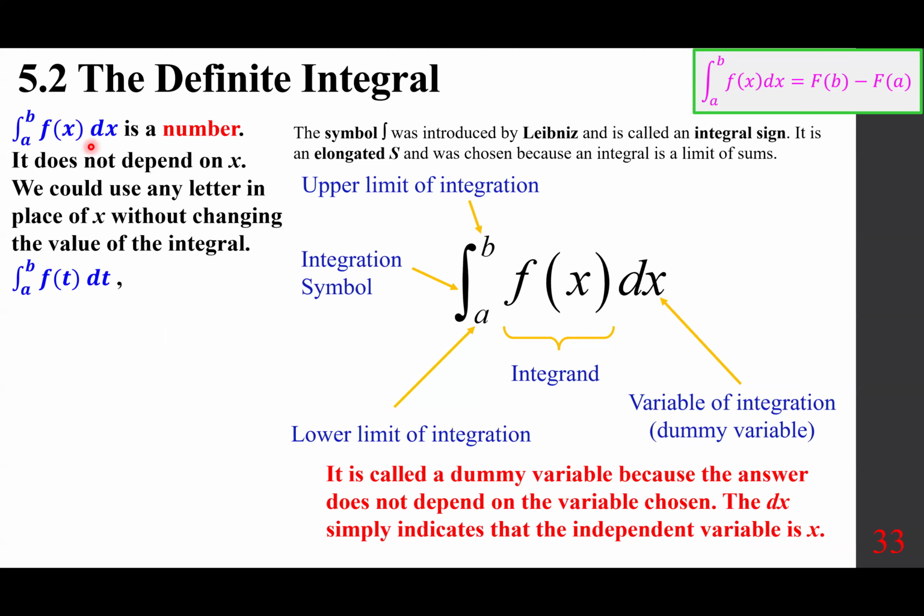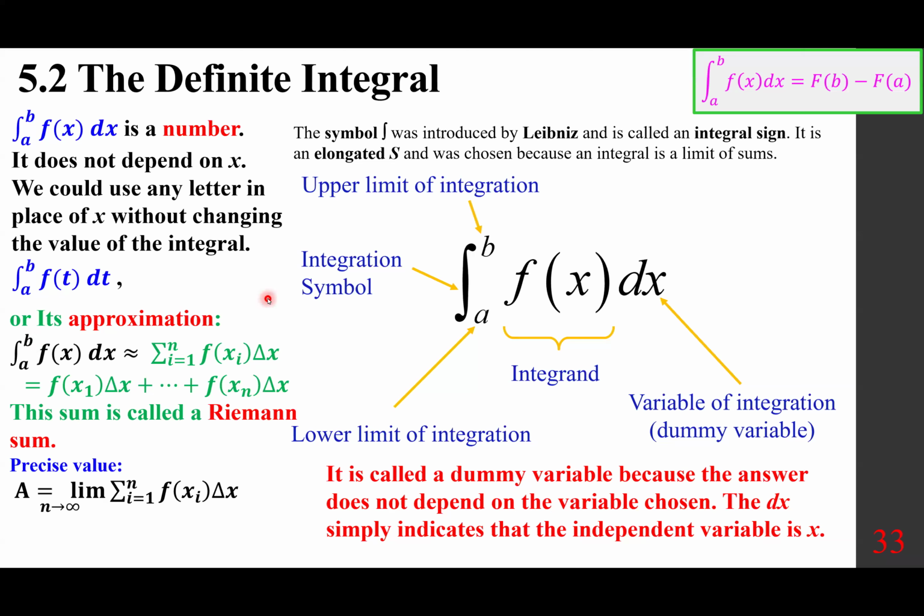The integral from a to b of f of x dx is a number. It does not depend on x. We could use any letter in place of x without changing the value of the integral. For example, the integral from a to b of f of t dt. These two must be the same.